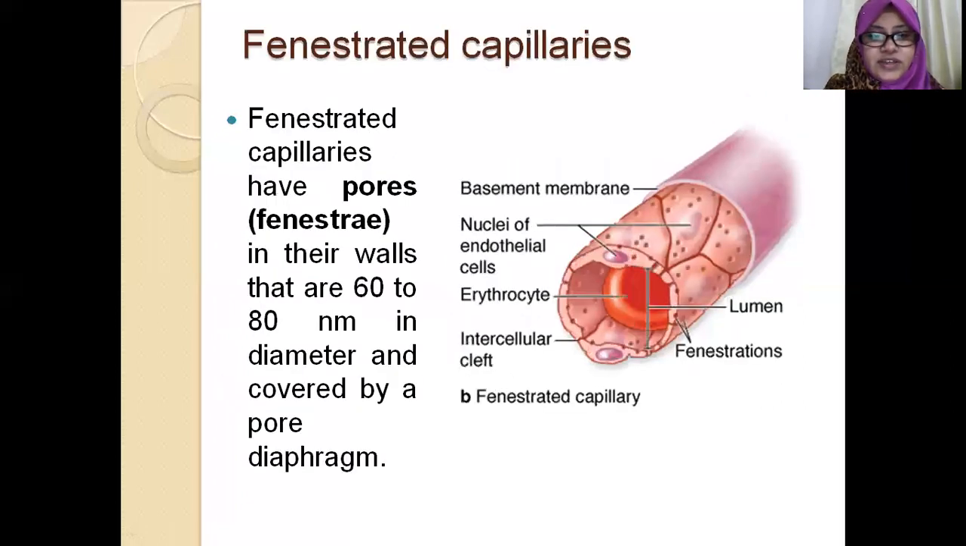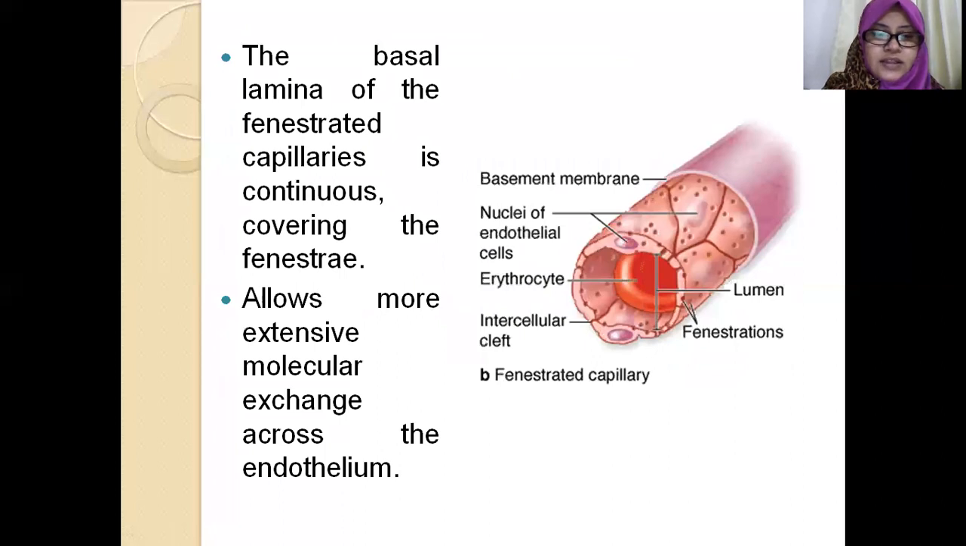Now fenestrated capillaries. Fenestrated capillaries have pores or fenestrae in their walls that are 60 to 80 nanometers in diameter and covered by a pore diaphragm. The basal lamina of the fenestrated capillaries is continuous and covers the fenestrae. This allows more extensive molecular exchange across the endothelium.